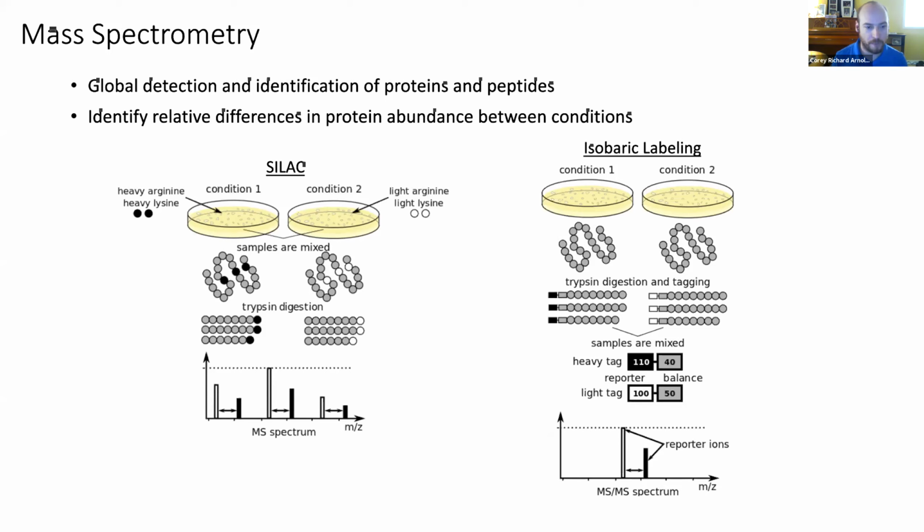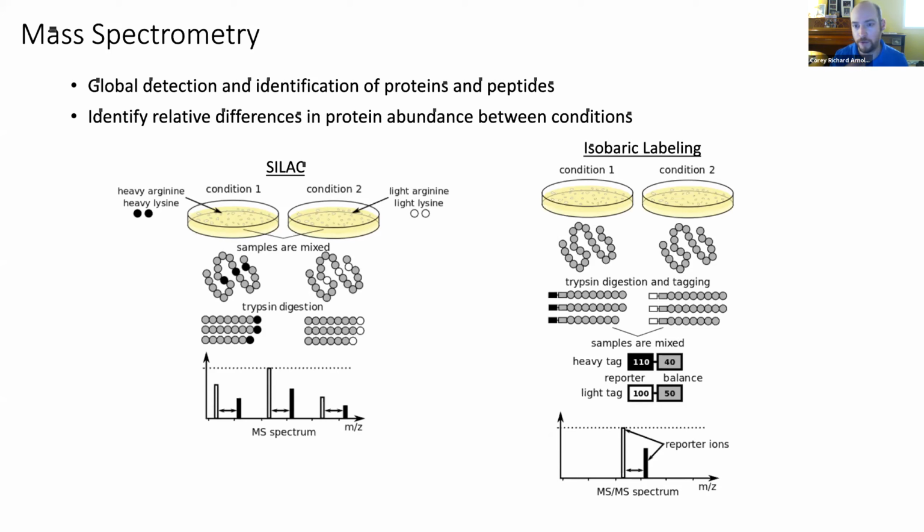After they've grown up a bunch, you can collect that protein, mix the samples together, and run them through the mass spec. This will create a slight shift on the mass spectrum that can be detectable and tell you just how much of a protein came from condition A versus condition B.